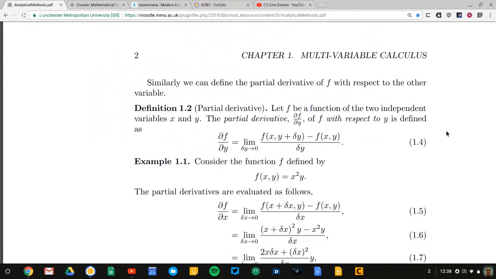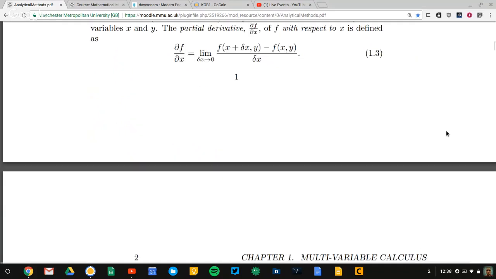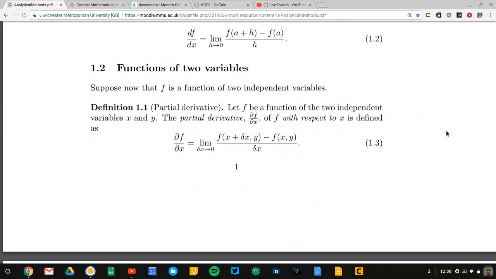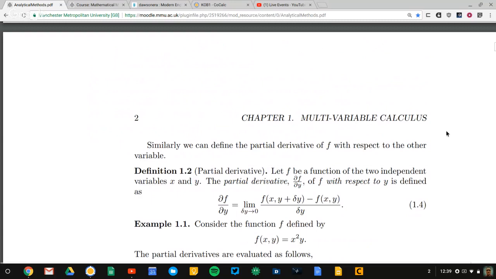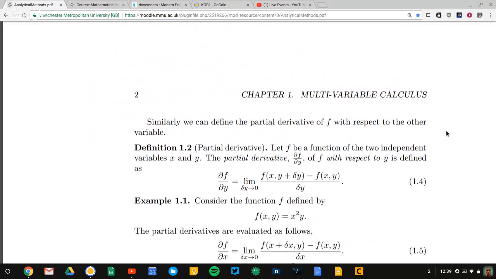Equally well, we can talk about the other partial derivative of f with respect to y. Here, f has a first argument and a second argument, an x argument and a y argument. There's no reason why one is preferred over the other. So just as we had a partial derivative with respect to x, we can have a partial derivative with respect to y. And the definition is the obvious one.